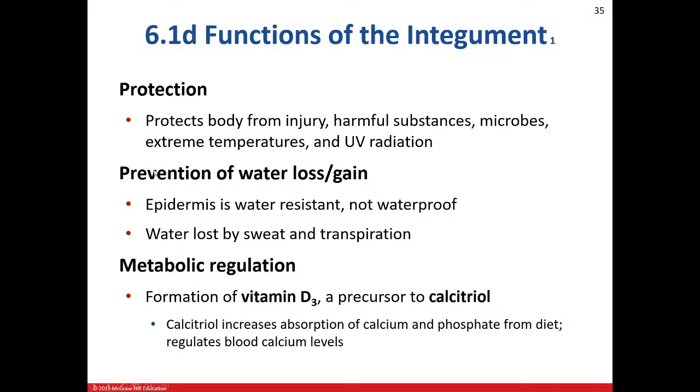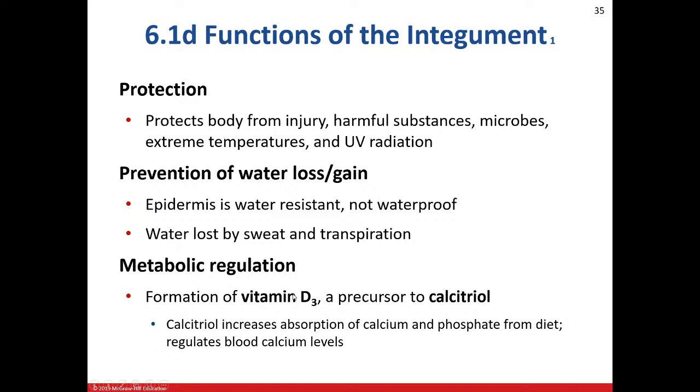It also prevents the loss of water, also the gain of water. The epidermis is water resistant, but not totally waterproof. But we do lose water through sweat and transpiration. Transpiration would be just evaporation through the skin, and sweat is evaporation off the skin surface. Again, we have an oil layer of sebum, which helps reduce the amount of water we lose directly through evaporation through the skin.